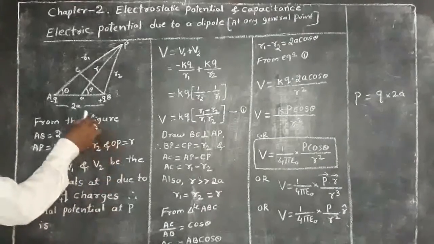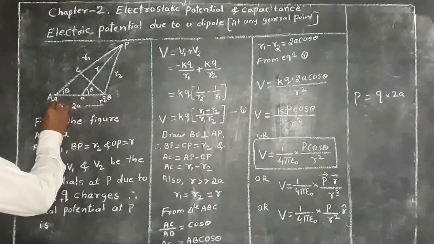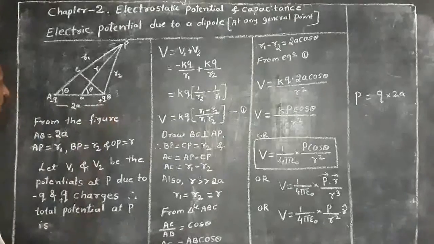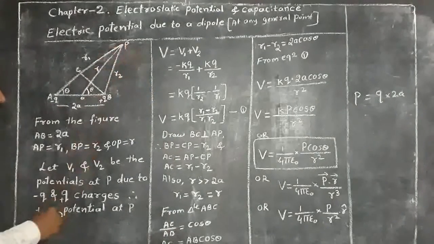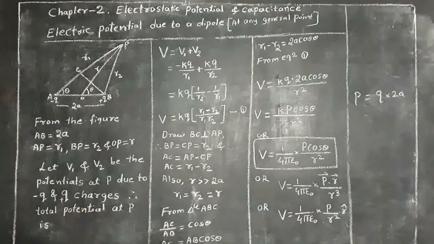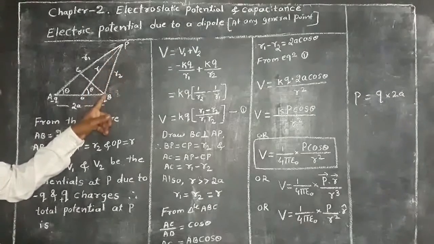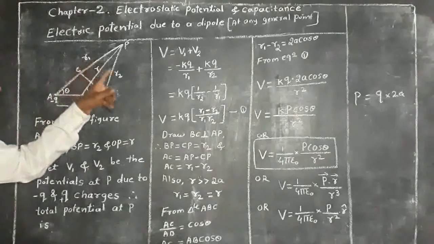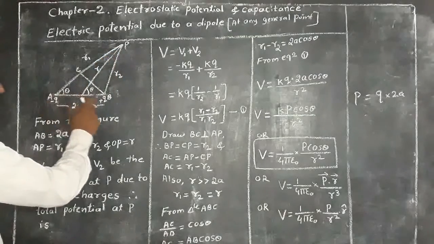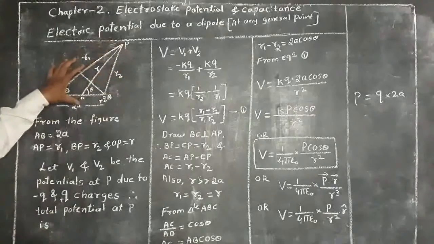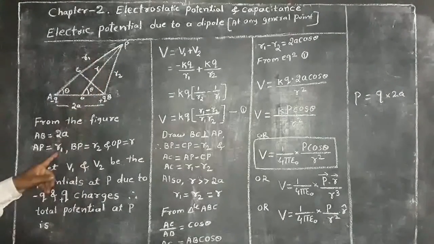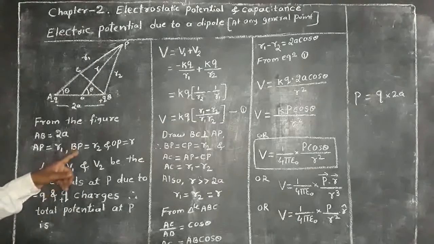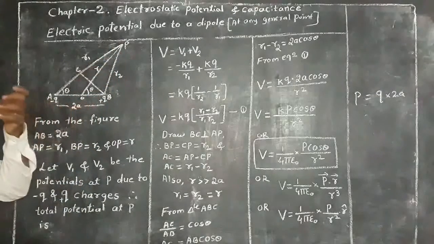Now consider a dipole AB having charges minus q and plus q separated by a small distance 2a, that is AB equal to 2a. Let P be any point at a distance r from the center of the dipole, and BP and AP are the distances of the point P from the positive charge and negative charge. Let R1 and R2 be the distances of the point from the negative charge and positive charge. Therefore, from the figure, AB is equal to 2a, the dipole length, AP equal to R1 is the distance of the point P from the negative charge minus q, and BP is the distance R2, equal to the distance of the point from the positive charge.